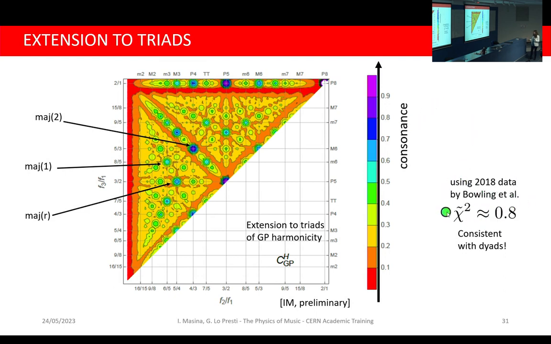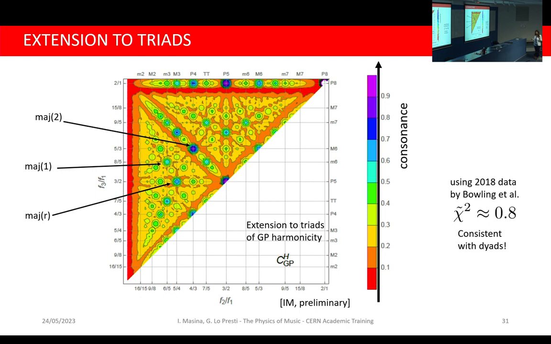So Bowling et al, there is a recent paper by these people, 2018, and they study all the 66 triads that you can build within one octave, not two. You see here we are inside one octave for the triad. And they give, for the just scale, using the just chromatic scale, so you really have 66 triads for the people participating in the test. They did it with the piano. And they had, if I remember correctly, 20 people. I should check the paper.